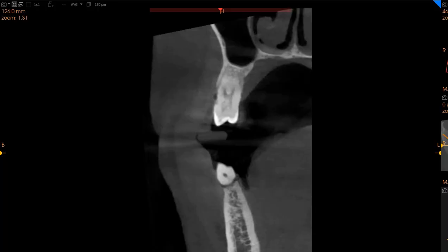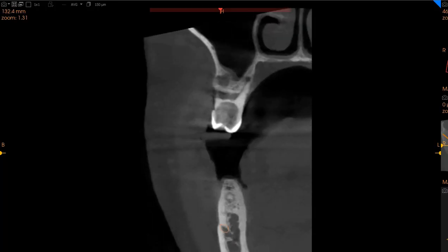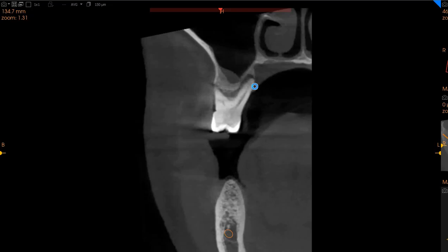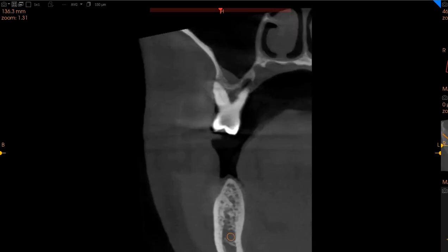This is the 5 region. The 5 has good bone support. This is the region of the 6. As you can very clearly see, we have absolutely no bone in the 6 region. This is the ridge width, and the height here is approximately just 2 millimeters. Moving to the 7 region, again we have no bone there.